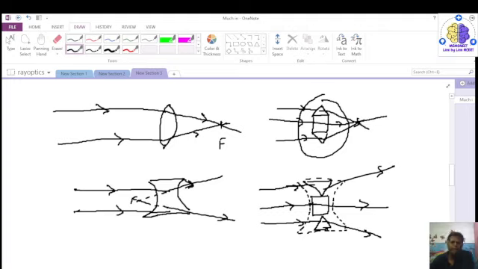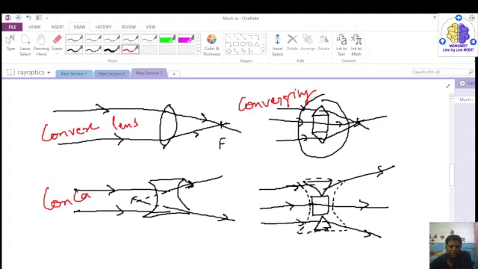So what we find is that convex lens is converging, whereas concave lens is diverging in nature, right? So convex lens is converging and concave lens is diverging in nature.